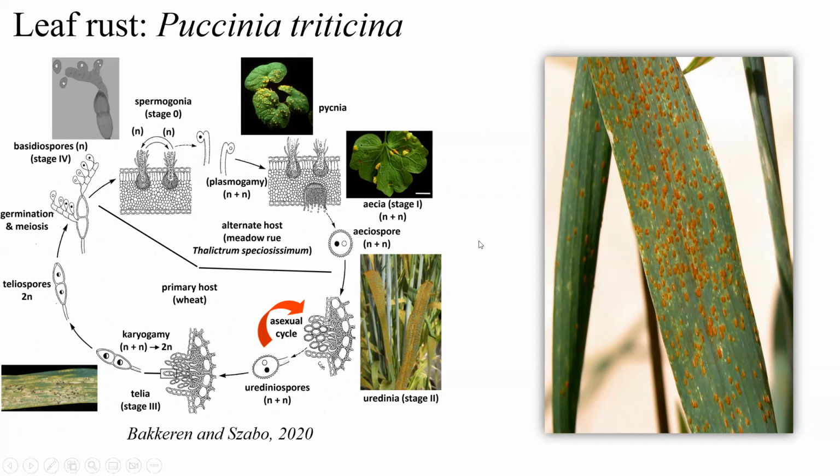This fungus is heteroecious, which means it requires a primary host, which is wheat, to undergo its asexual cycle, and an alternate host, which is Thalictrum, to undergo its sexual cycle. However, in the US and in many countries, the alternate host is resistant. So most of what we see is a clonal population where there is no sexual recombination.